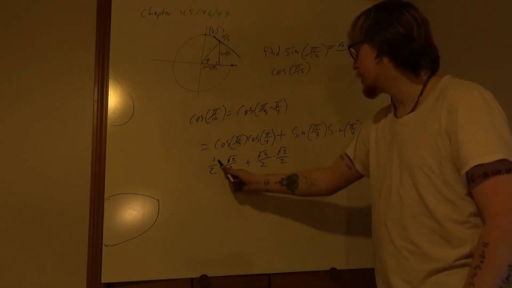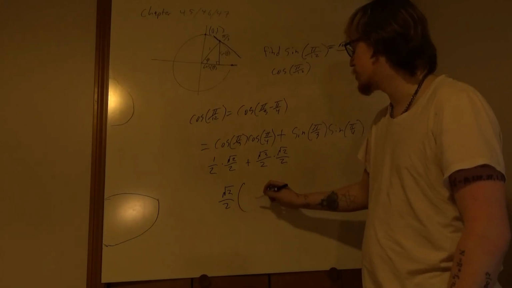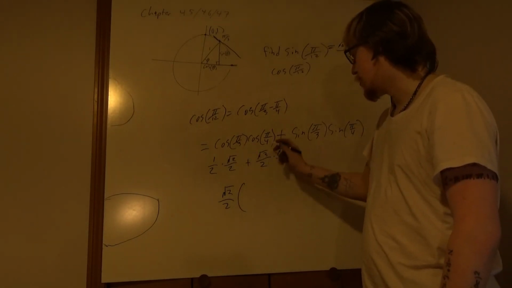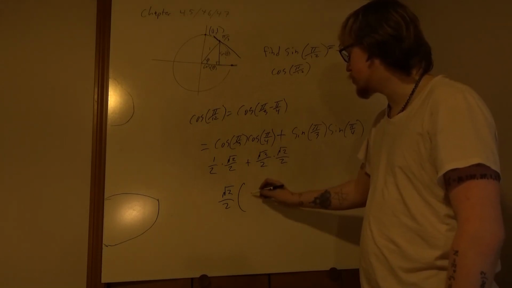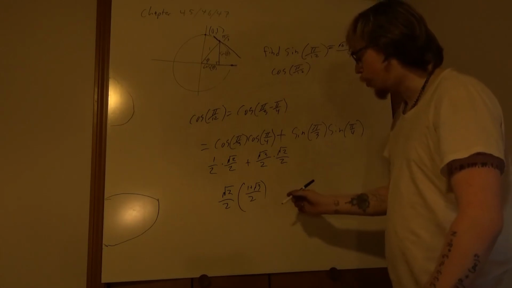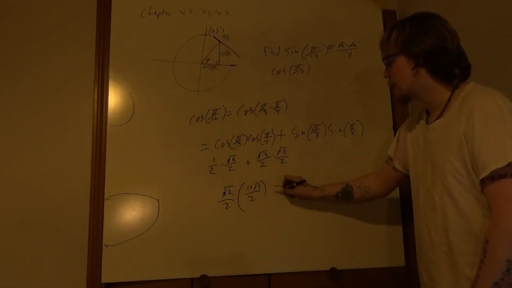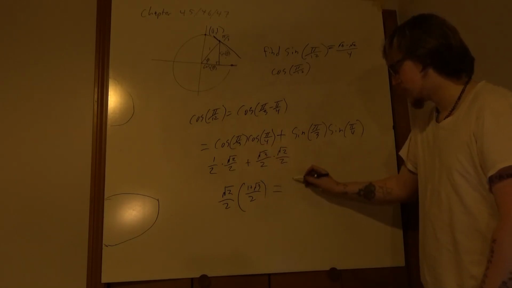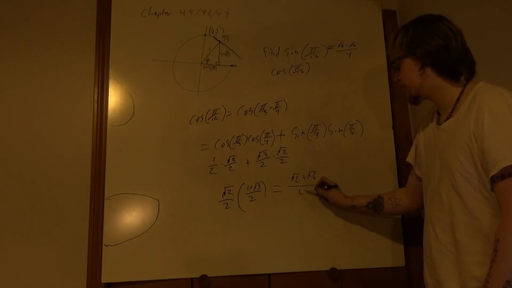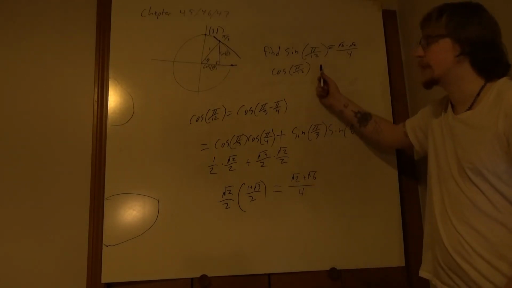So you could either factor out a root 2 over 2 here, in which case we would get 1/2 plus root 3 over 2, which is going to be 1 plus root 3 all over 2, or we can do these multiplications and then add them together, at which point we're going to get that this is root 2 plus root 6 all over 4. And so that's how you would go about finding these things.